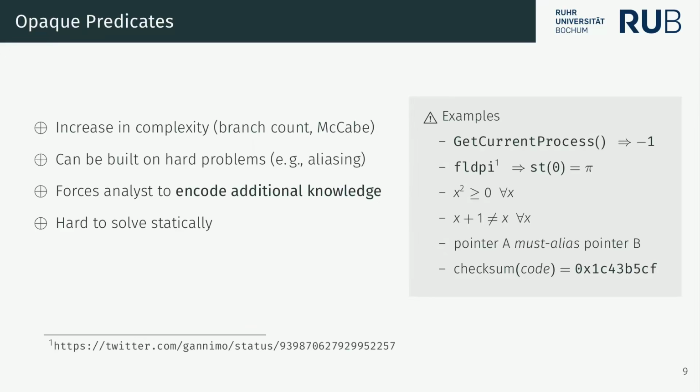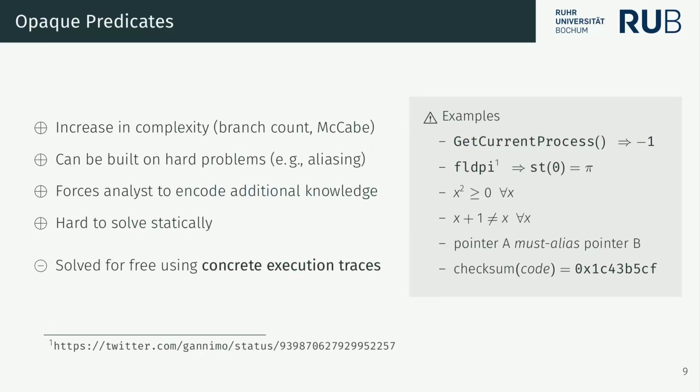Okay, recapping on opaque predicates, obviously they increase the complexity of the application. Also, they can be built on hard problems, but what is most important is that they force the analyst to encode additional knowledge, that either the analyst himself has to know, or he has to extend his tool to know maybe about the Win API, FPU instructions, arithmetic identities, or some other hard problems that he has to encode in his analysis tool to provide reasonable results. So they are hard to solve statically. However, if we only look at concrete execution traces, so we just let the application run and look at concrete values, we note that opaque predicates are essentially solved for free for us. So this is good to keep in mind.